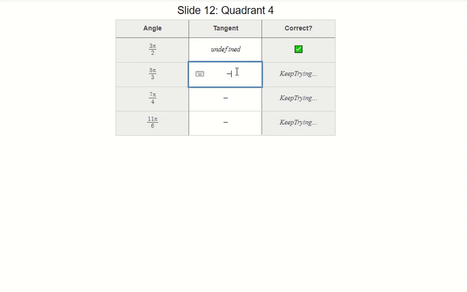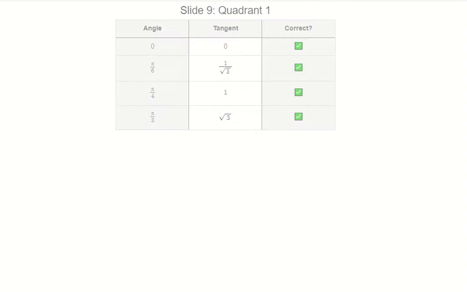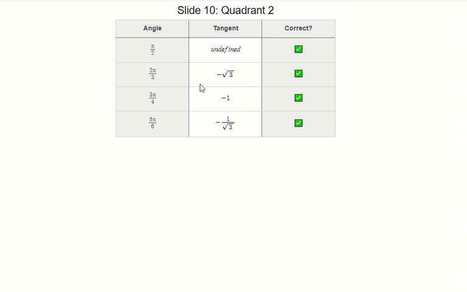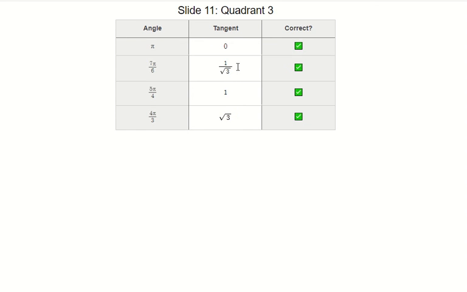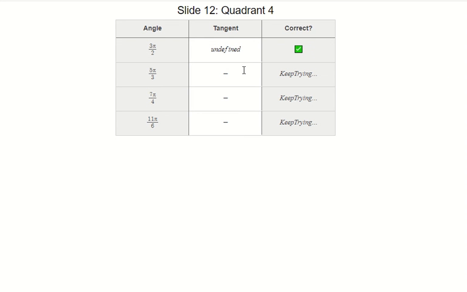So then 5 pi over 3, let's just look back here. The ones that have 3 in the denominator, it's going to be square root of 3. I'm always looking for patterns, and that's something you should do too. And then this one's going to be 1, and this one's going to be 1 over square root of 3. And that's it.